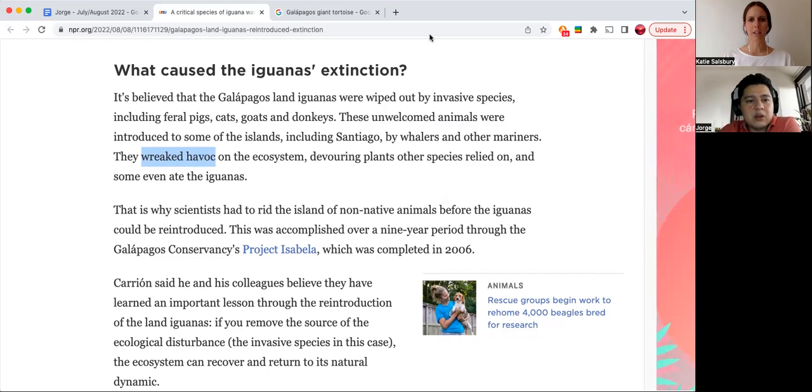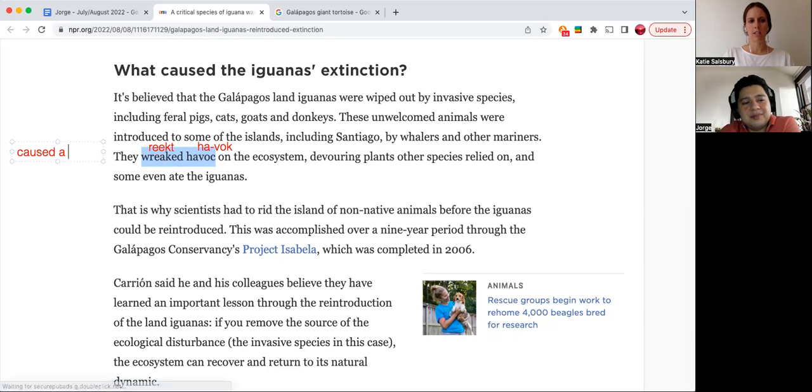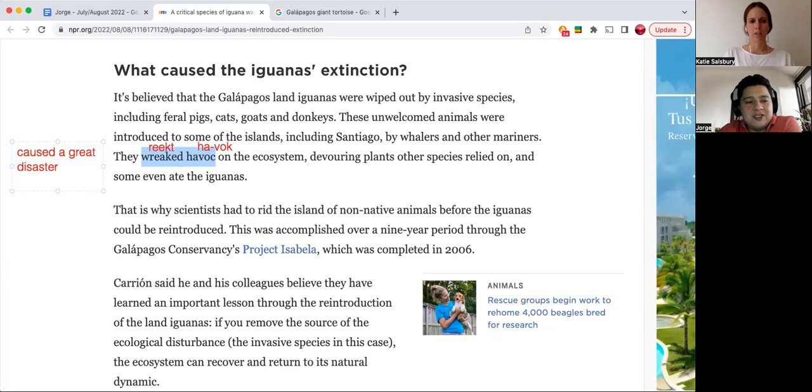They wreaked havoc. This is a difficult word and it's pronounced wreak, wreaked. They wreaked havoc. Havoc. Which means what? What does that mean? They caused a great disaster. They caused disruption, chaos. Exactly.